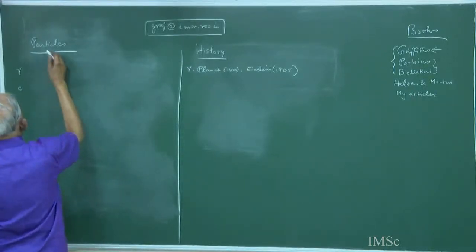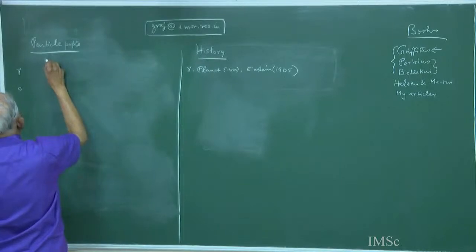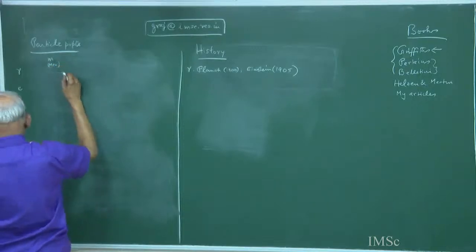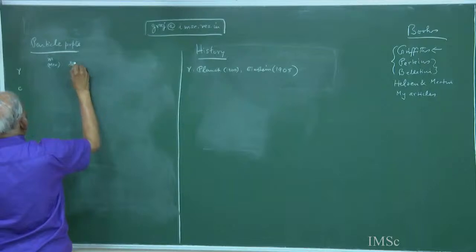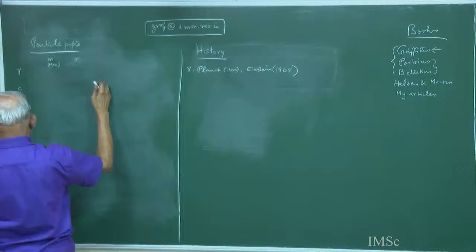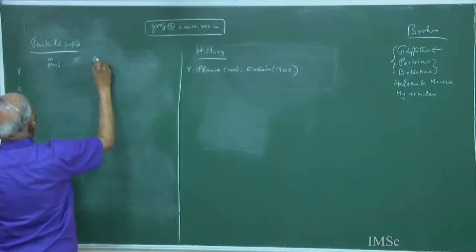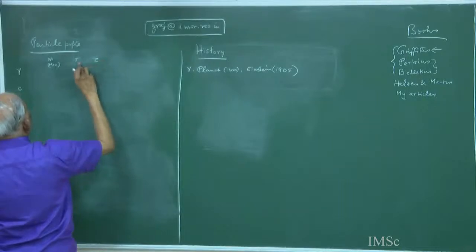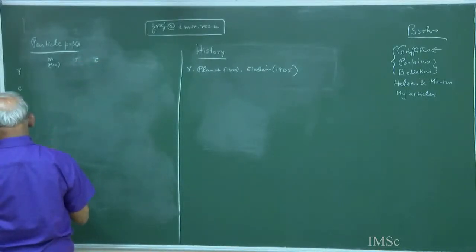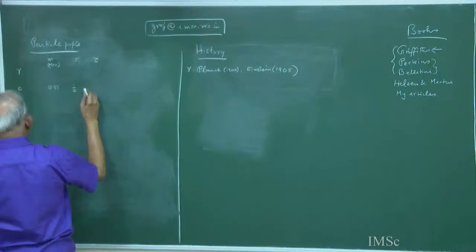Here is a table of particle properties. Mass I will give here. Mass mostly I will mention in MeV. If I don't mention, it means MeV. And its internal angular momentum called spin, which we will call J. So I will call it J. J is the spin, remember. And then lifetime, if it decays. Most of the particles decay, so lifetime, mean lifetime. Okay. Electron, mass is 0.51 MeV, and its spin is half, lifetime is infinite.